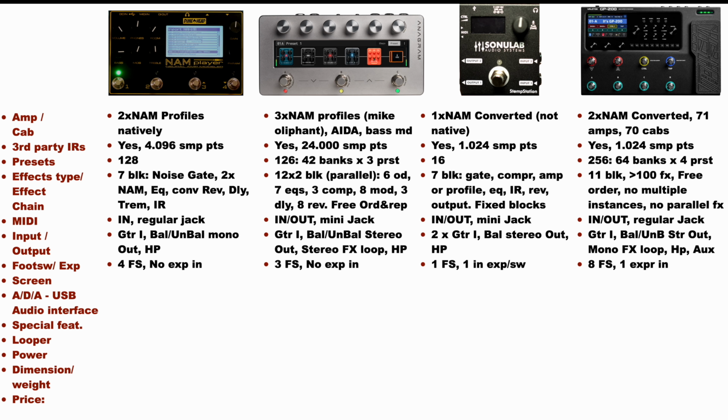In terms of screen, the NAM player has a monochrome screen. The Anagram has a 7 inch colored touchscreen. The screen of the Stomp Station is clearly very small, whereas the GP200 has a 4.3 inch color screen that is not touch sensitive. So the only unit with a touch-sensitive screen is the Anagram.